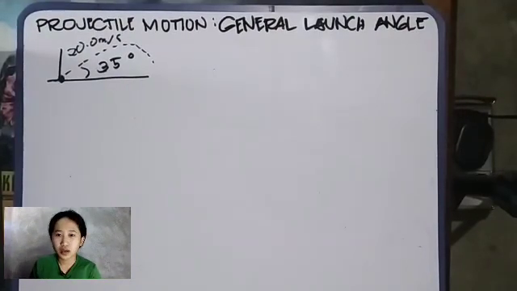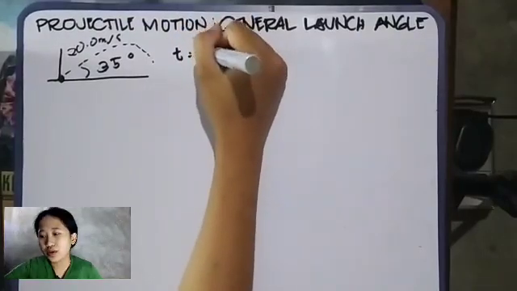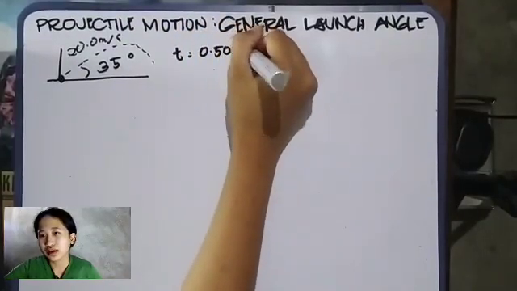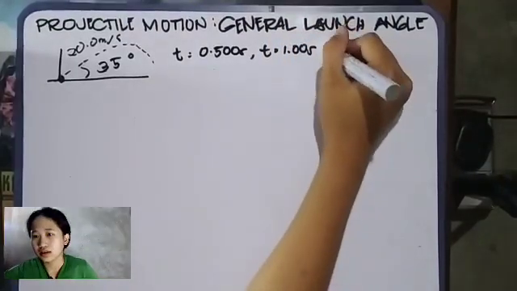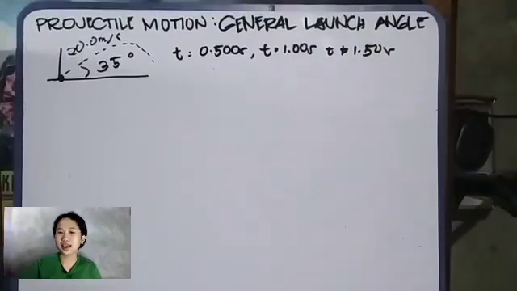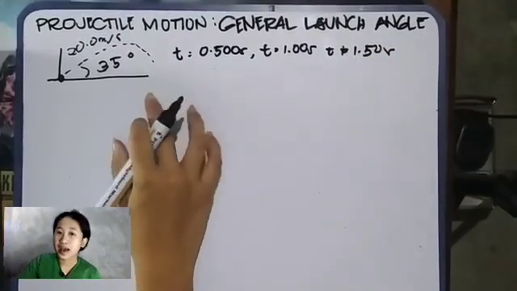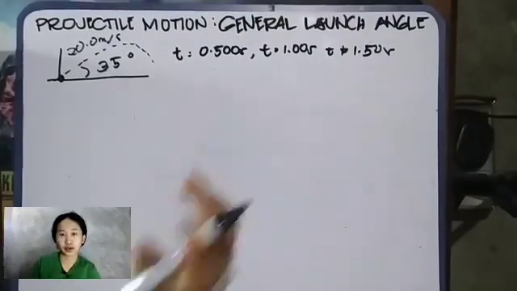Find the x and y positions of the projectile at the time, yung time which is 0.5, 1 second, and then 1.5 second. So, iisa-isahin natin yung time to find the x and y position.